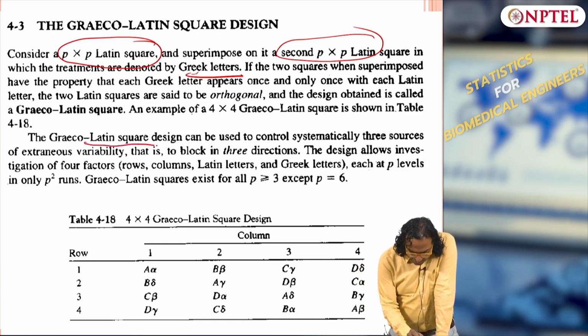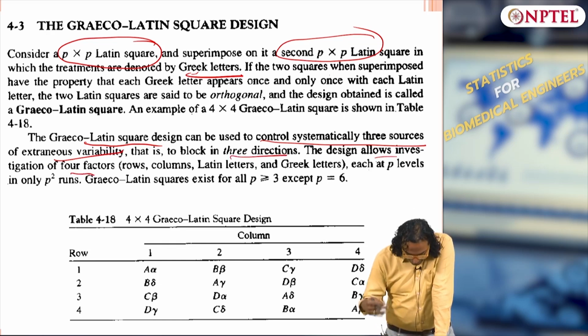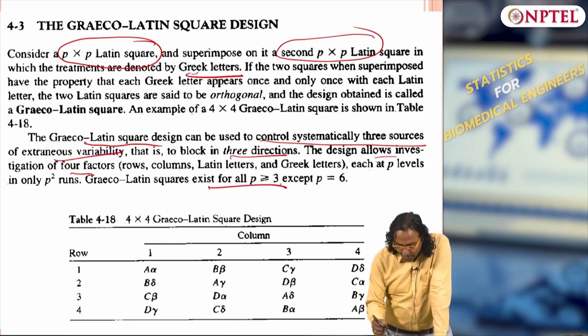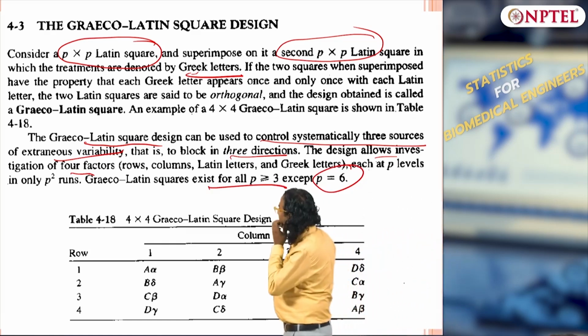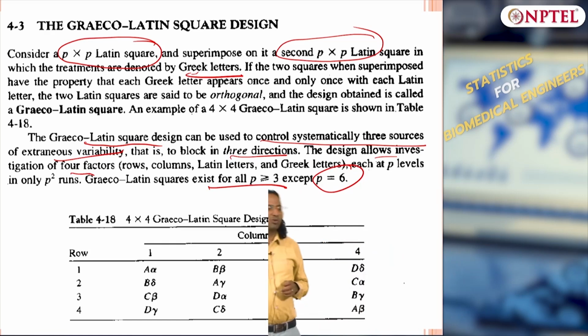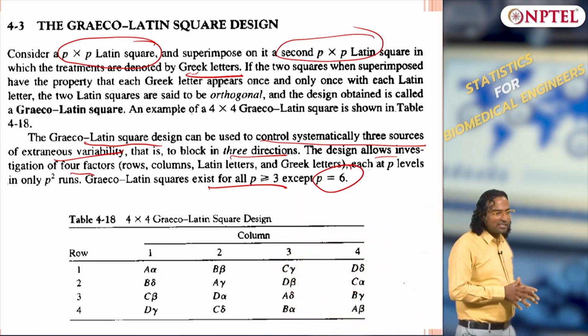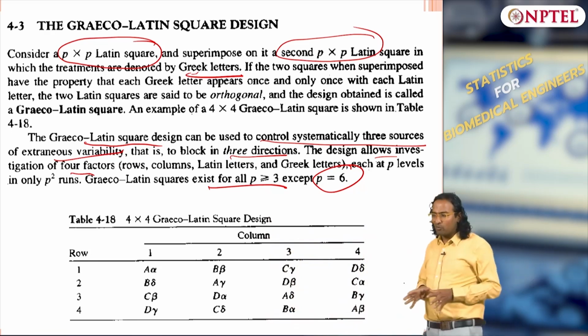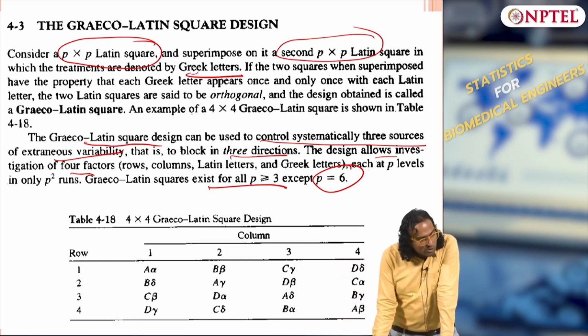So the Greco-Latin square can be used to control systematically 3 sources in 3 directions. The design also allows investigation of 4 factors, and it can be extended for all p greater than or equal to 3 except p equal to 6. I will not get into all this mathematical formulation. A Greco-Latin square exists for all p greater than or equal to 3 except p equals 6. We will not get into the reason, you can figure it out. So what is the Greco-Latin square design?